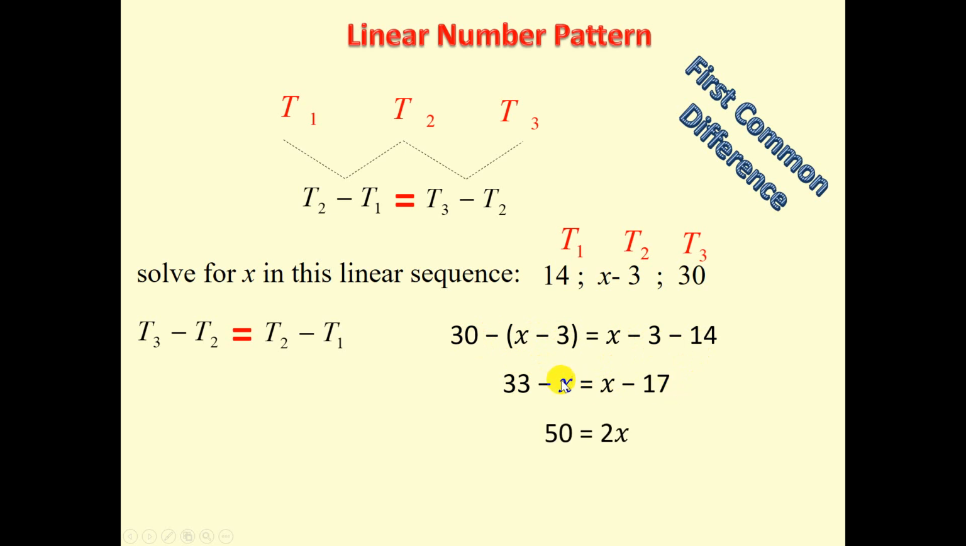Taking your x's on one side, minus x goes on that side, becomes a plus x. X plus x is 2x, and 33 plus 17 giving me 50. I'm going to divide both sides by 2 to find x, and that gives us x to be 25. Thank you.